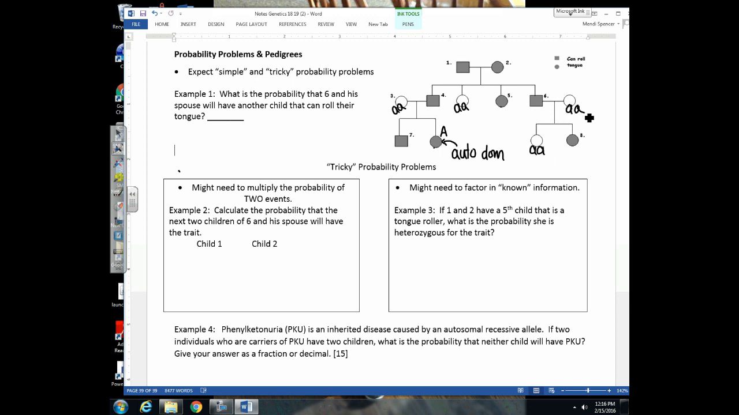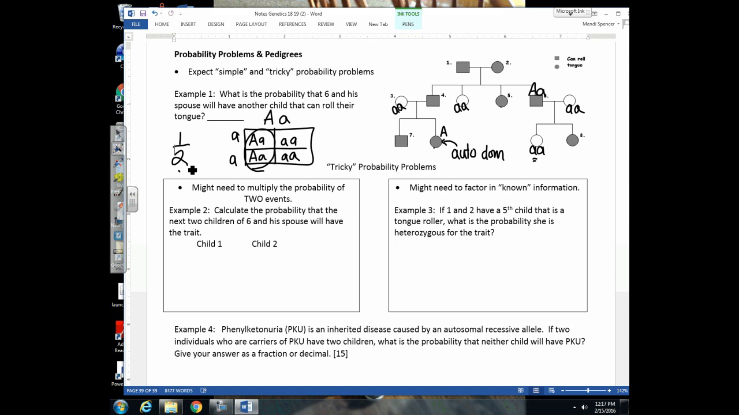So now I can analyze 6 and his spouse. I can tell from this child right here that 6 is heterozygous for the trait. So now I can do this probability problem since I now know the genotypes of the parents. So it says 6 and his wife. So 6 is heterozygous. His wife is homozygous recessive. If I do the Punnett square, it says that the probability that they have another child that can roll their tongue is going to be 50%, or 1/2. So that's an example of a very simple probability problem.